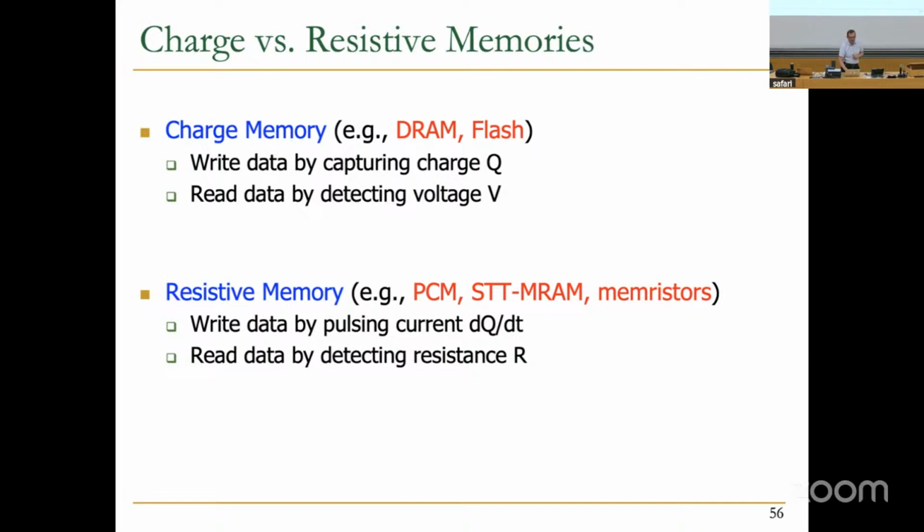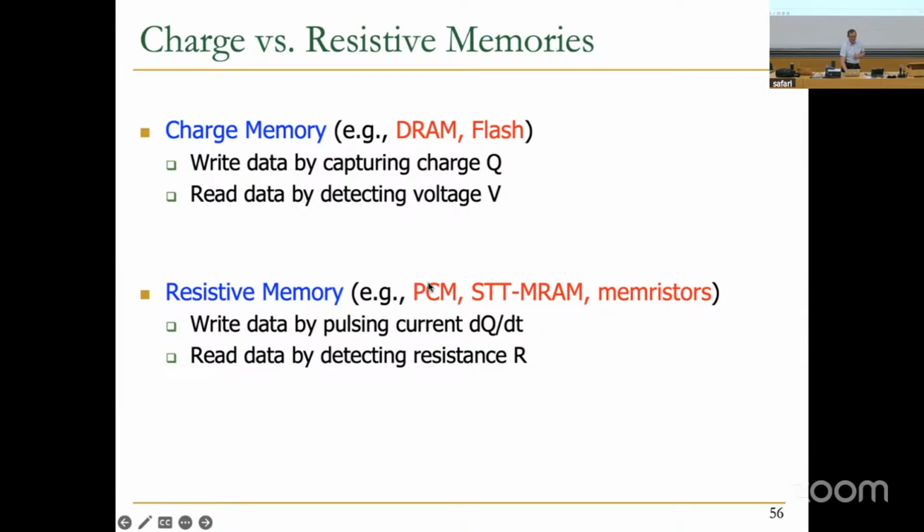Very quickly again, the difference between DRAM and phase change memory is that DRAM is a charge-based memory. Flash memory is also like that. SSDs are also like that, but we're not going to talk about that. You basically write data by capturing some charge, and you read data by detecting some voltage. You don't need to go through this in detail.